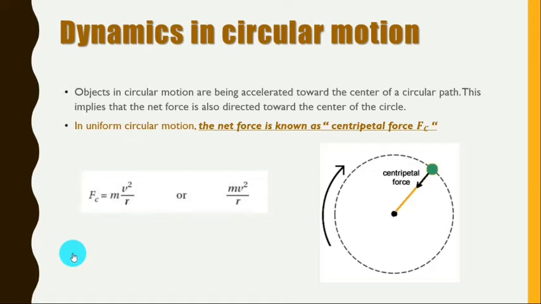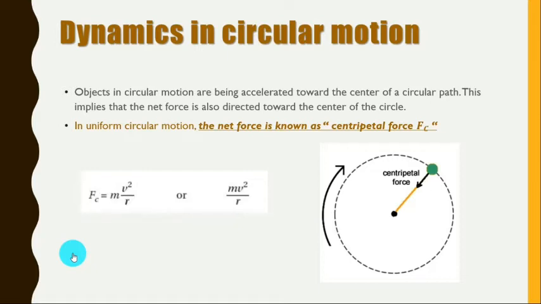Now, objects in circular motion are being accelerated toward the center of a circular path. We talked about centripetal acceleration, right? This implies that the net force is also directed toward the center of the circle. You remember Newton's second law? Force equals mass times acceleration. So, whenever there is acceleration, it means that there is a force.